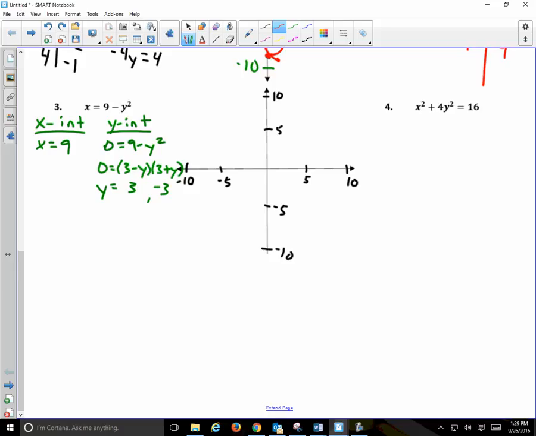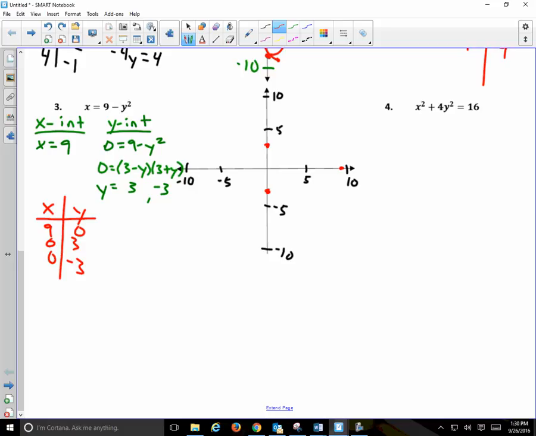I'll plot that: x equals 9, y equals +3, y equals -3. Kind of fits the idea of a sideways parabola, doesn't it? So I will make a table, x and y. Looks like when I plugged in 9 for x, I got 0 for y. When you plugged in 0 for x, you got two values. You got +3 and -3.